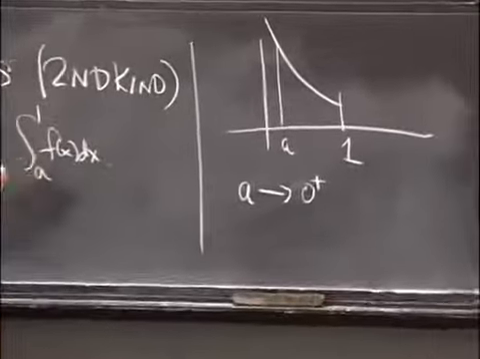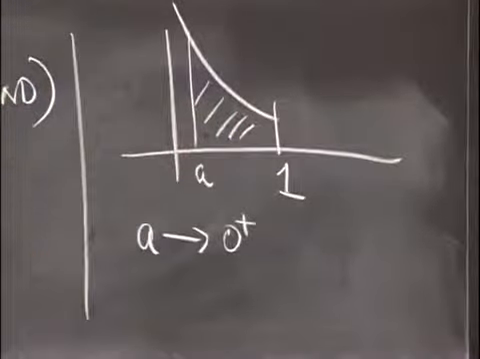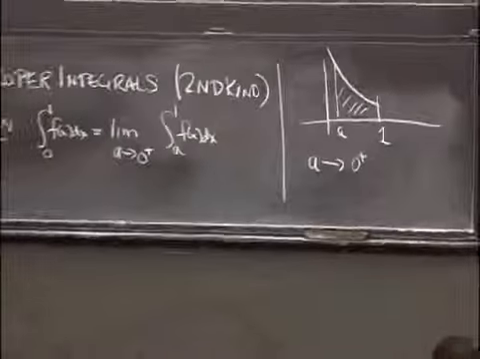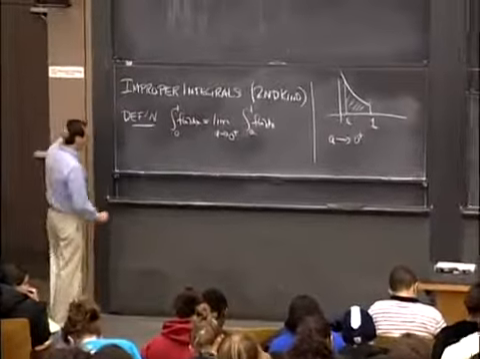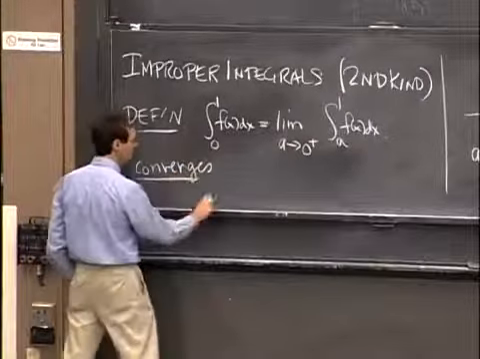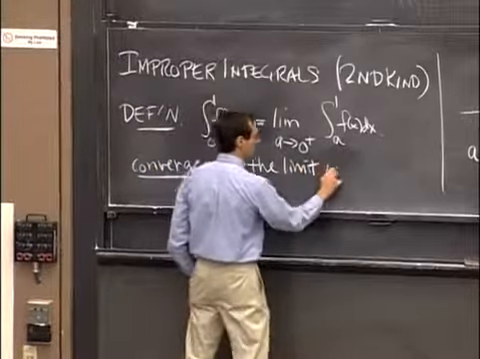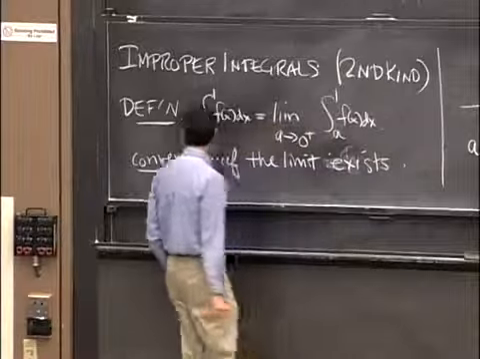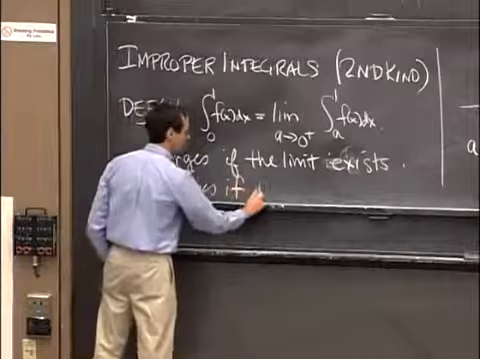So we're coming in from the right here. And we're counting up the area in this chunk, and we're seeing as it expands whether it goes to infinity or whether it tends to some finite limit. Right? So this is the example, and this is the definition. And just as we did for the other kind of improper integral, we say that this converges, and that's the key word here, if the limit exists, and diverges if not.